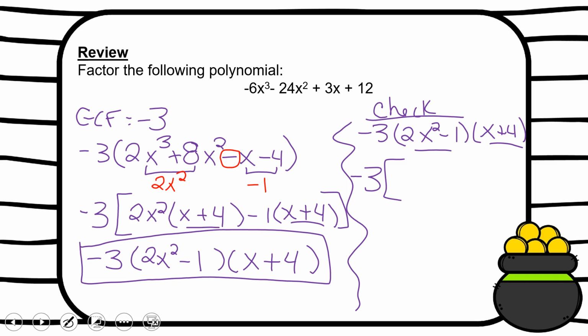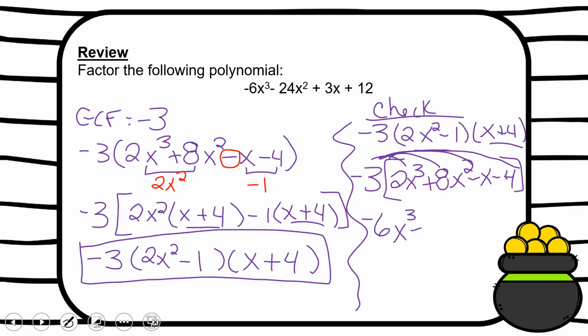So if I distribute 2x squared times x, that's 2x cubed. 2x squared times 4x, well, that's an 8x squared. Negative 1 times x is negative x. Negative 1 times 4 is a negative 4. And then now if I distribute that negative 3, watch for sign changes. Let's see, is that the same answer as what we originally had? And it is. So that helps tell me for sure that I have factored correctly.